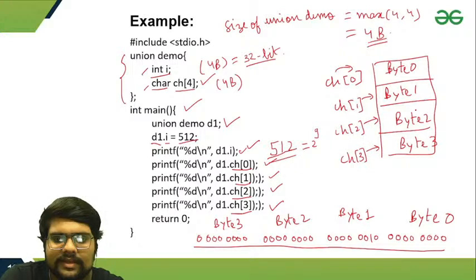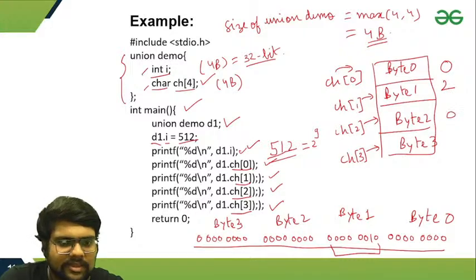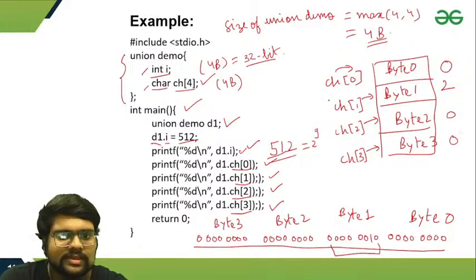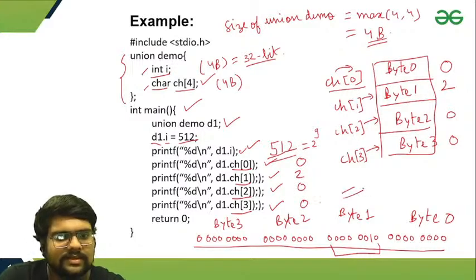The value of byte 0 will be 0 because all are zeros. The value of byte 1, if we consider only this byte, will be 2 because in binary it represents 2. Then ch of 2 will be 0 because all are 0, and ch of 3 will also be 0 because all the bits are 0. So the answer for character 0 will be 0, character 1 will be 2, character 2 will be 0, and character 3 will be 0. This is how memory is shared between two variables.